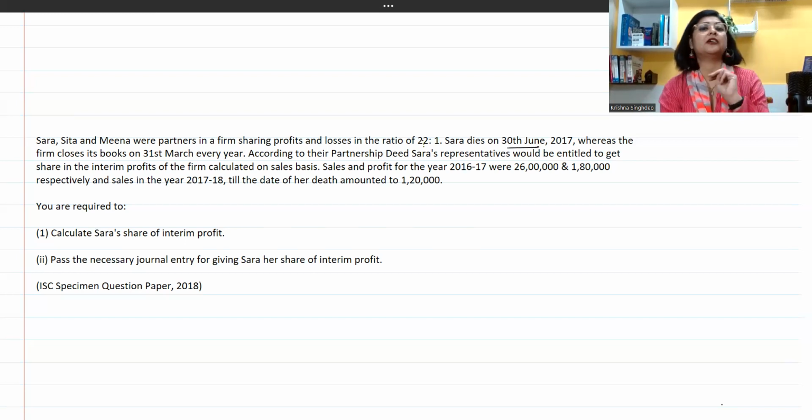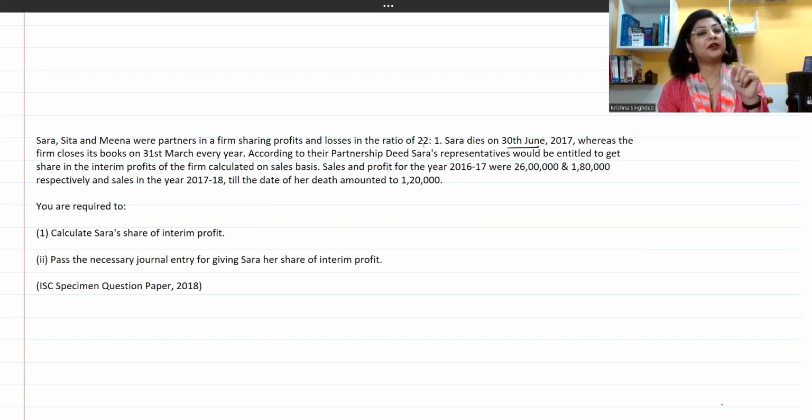30th of June means her period of survival is 3 months. Whereas the firm closes its books on 31st March every year. According to their partnership deed, Sarah's representatives would be entitled to get share in the interim profit of the firm calculated on the sales basis. Sales and profit for the year 2016-17 were 26 lakh and 1,80,000.